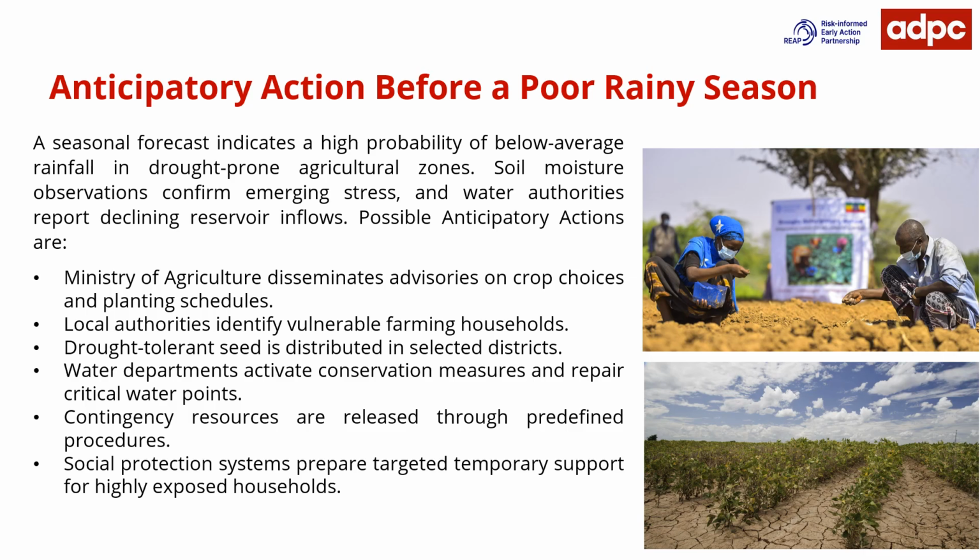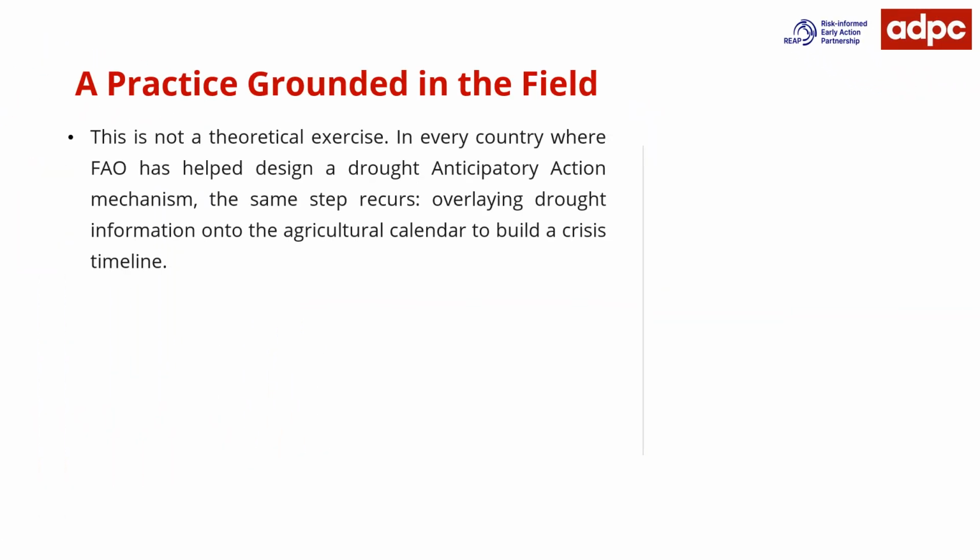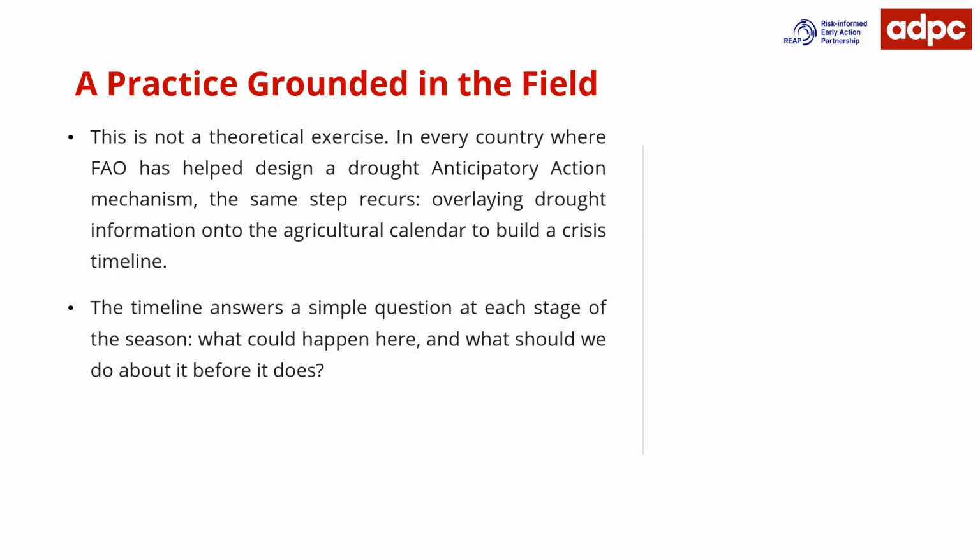This example demonstrates that anticipatory action is not a single intervention, it is a coordinated package of early measures linked to triggers, institutions, and financing. This is not a theoretical exercise. In every country where FAO has helped design a drought anticipatory action mechanism, the same step recurs: overlaying drought information onto the agricultural calendar to build a crisis timeline. The timeline answers a simple question at each stage of the season: what could happen here, and what should we do about it before it does?